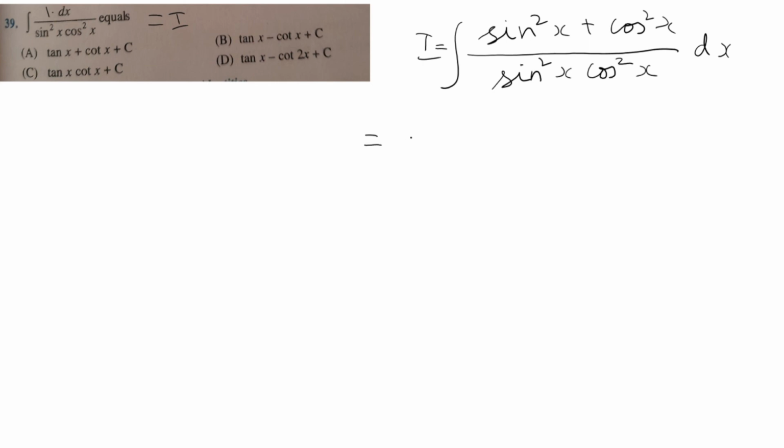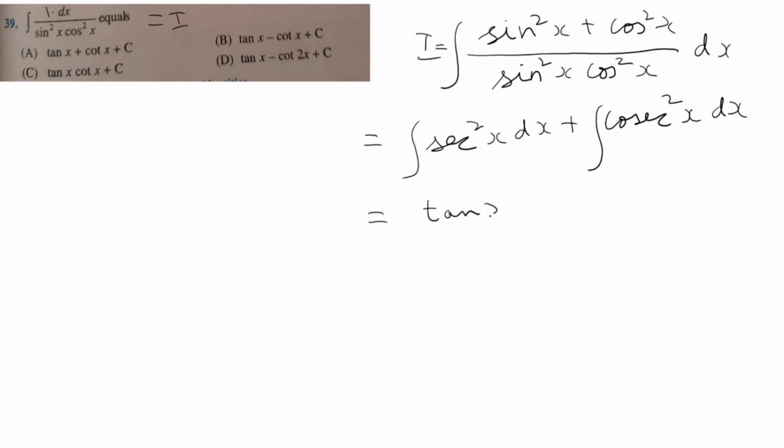So first, sine square x by sine square x cos square x becomes secant square x. This is equal to the integral of secant square x dx plus the integral of cos square x by sine square x cos square x, which becomes the integral of 1 by sine square x, that is cosecant square x dx. Now we know the integral of secant square x is tan x and the integral of cosecant square x is minus cot x plus c. So the correct option is tan x minus cot x plus c. So it is option B.